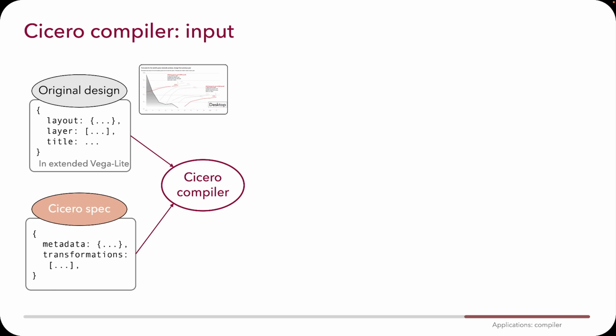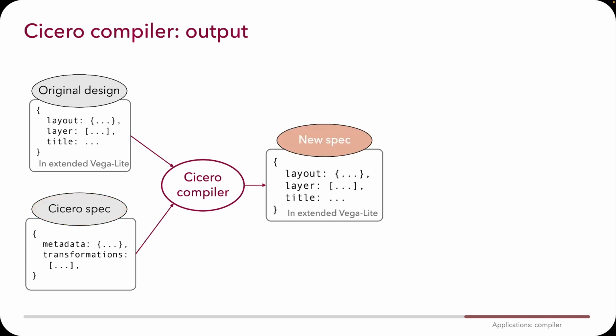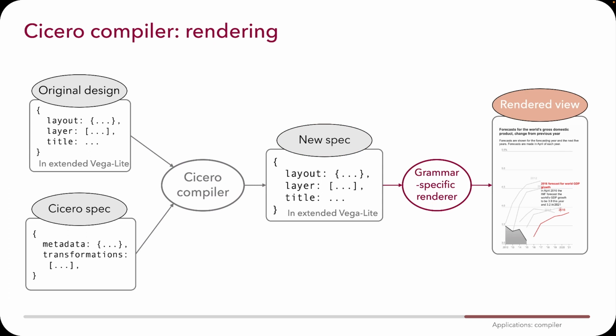As a declarative grammar, Cicero requires a compiler that transforms an original design spec to a new spec. A Cicero compiler takes two objects as input, an original design spec and a Cicero spec. Here, we express original designs in our Vega-Lite extension. Then, the compiler returns a new visualization spec expressed in the same grammar of the original design. Finally, the grammar-specific compiler renders the visualization. Further details are available in the paper.